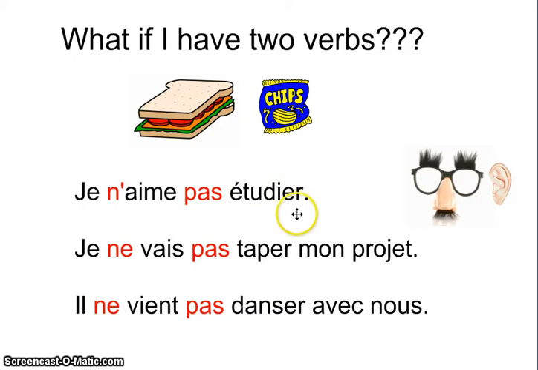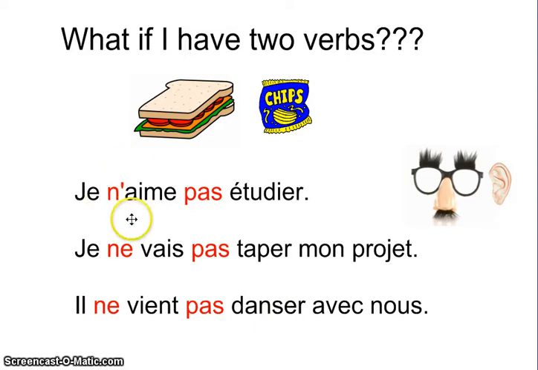Je n'aime pas étudier. Étudier, c'est le verbe qui est à l'infinitif. Aimer, c'est le verbe conjugué. Alors vous avez ne et pas autour, around, du verbe conjugué. Je ne vais pas taper mon projet. Vais est un verbe et taper est un verbe. Là, vous avez votre sandwich et là, vous avez les chips. Il ne vient pas danser avec nous. Vient, c'est le sandwich. Danser, c'est les chips.